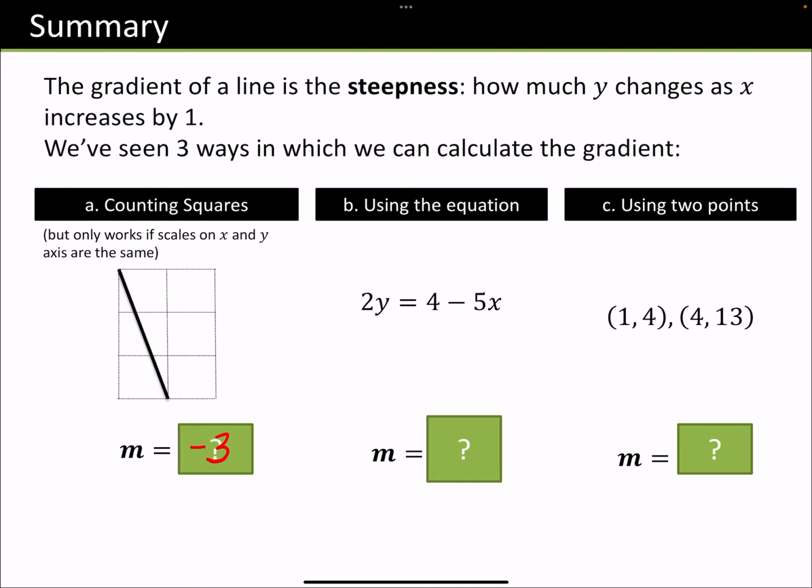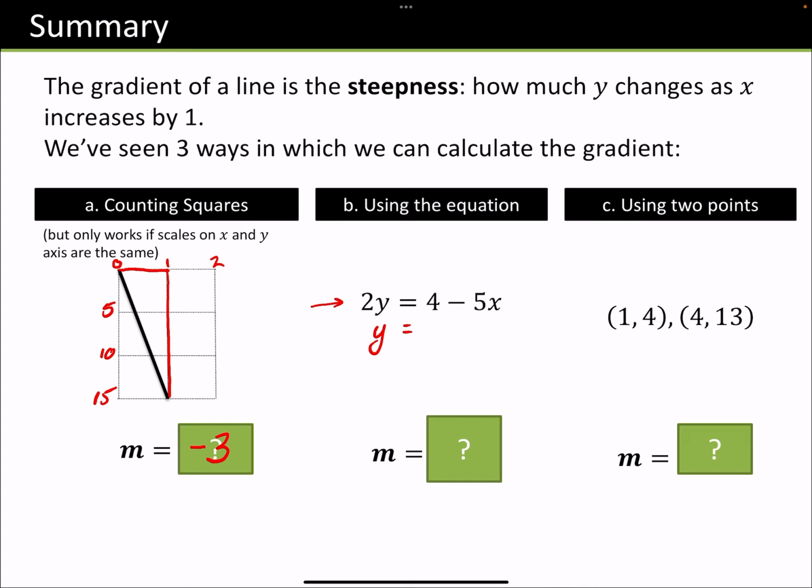Now this only works if the scales on the x and the y are the same. So for example, if this was 0, 1, 2 units, but of course this might be 5, 10, 15 units, in which case for every 1 unit I'm going across, I'm going down 15, and so the gradient in this case would be -15.